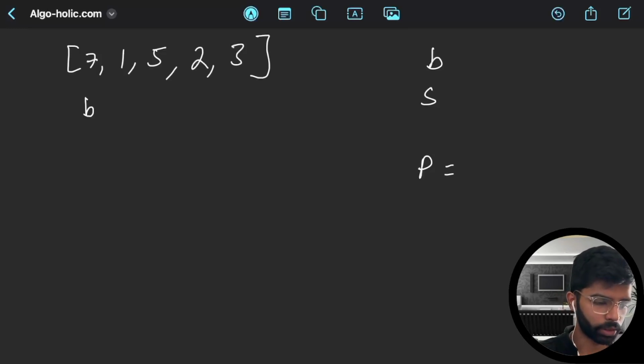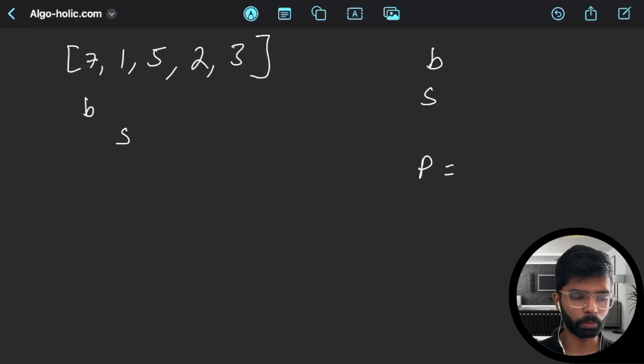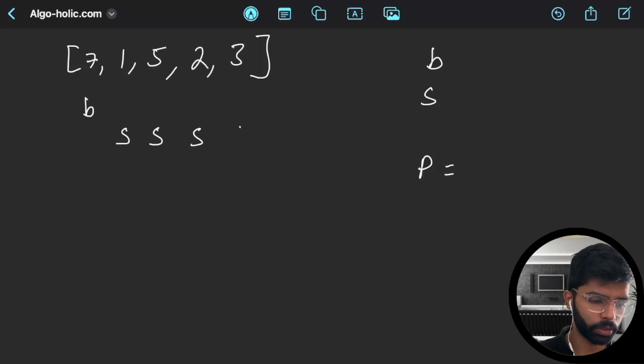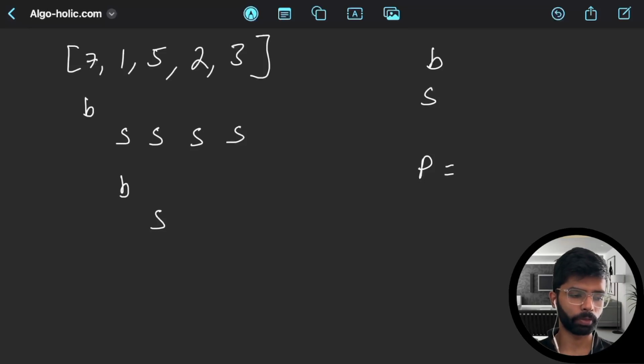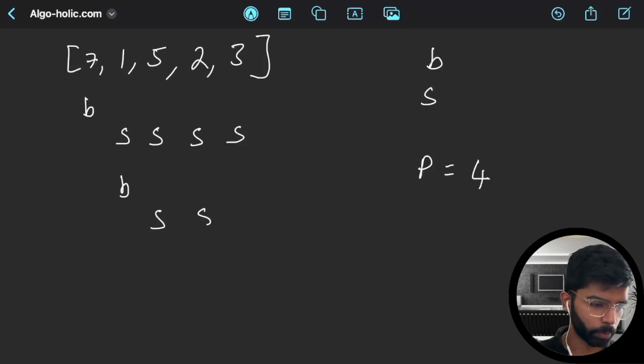So we buy on this day, we try to sell on this day. It's not going to be a profit, so we move on. Here again, not a profit. So we increment B. So B is at 1 now. So we try to find out if there's a profit when we sell it as 5. Yes, there is a profit. So P becomes 4.